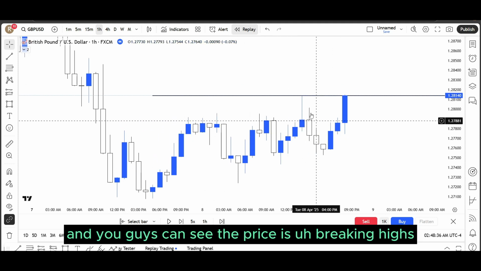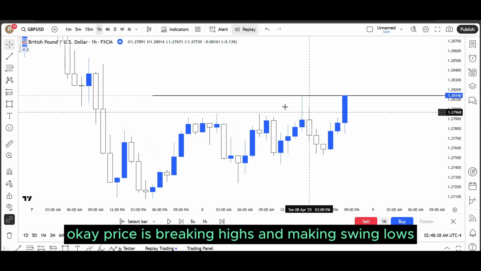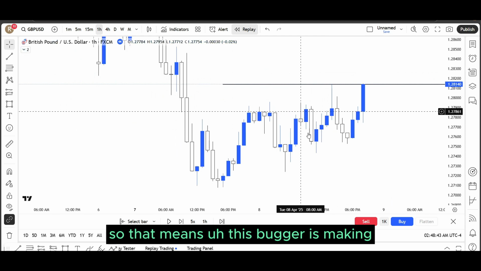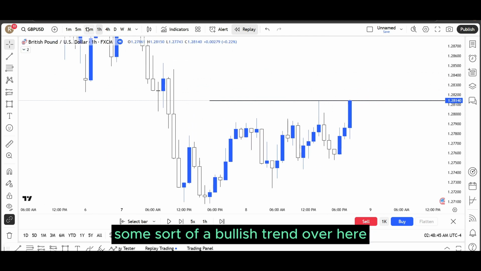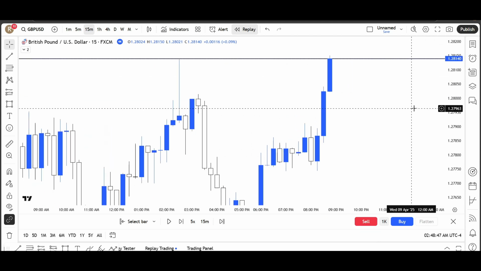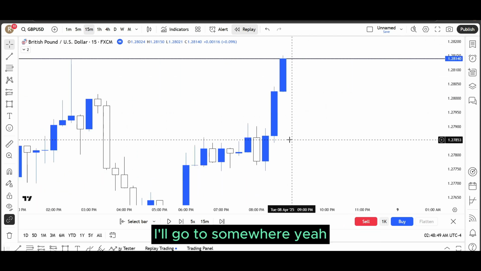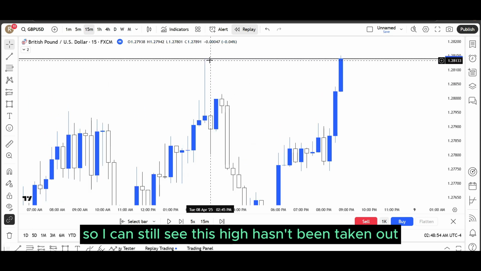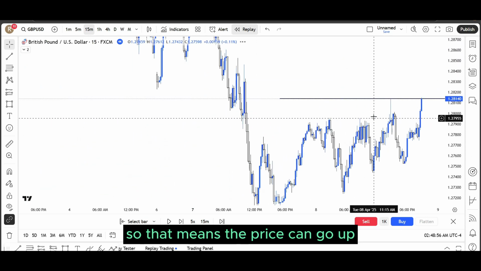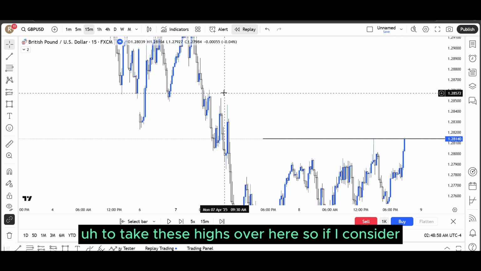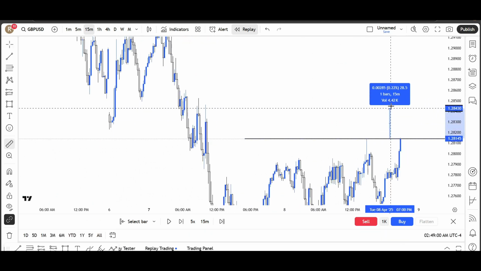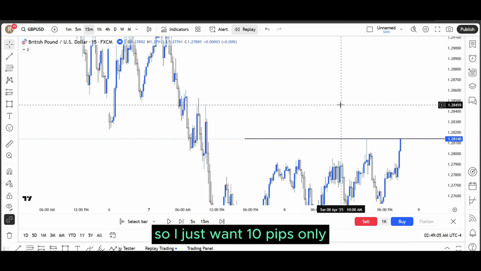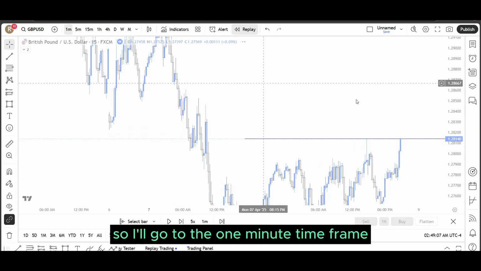And you can see the price is breaking highs and making swing lows. So that means it is making some sort of a bullish trend over here. And if I go to the 15 minute time frame, I can still see this high hasn't been taken out. So that means the price can go up to take these highs over here. To take this high, that means we have 30 pips, but I just want 10 pips only. So I'll go to the 1 minute time frame.